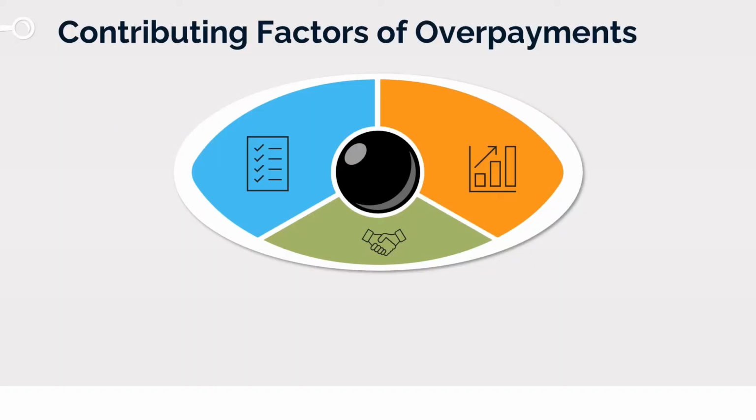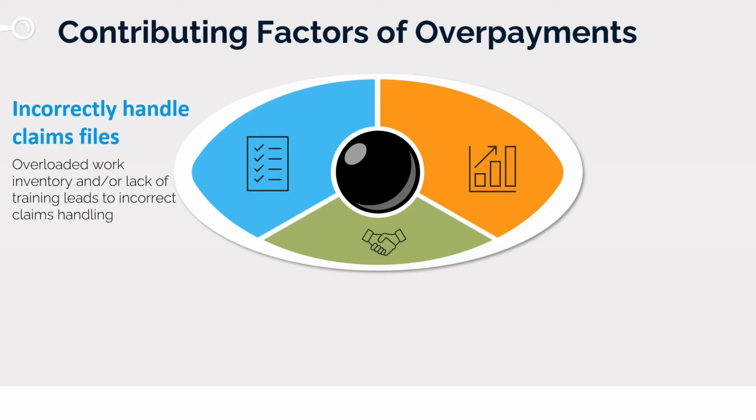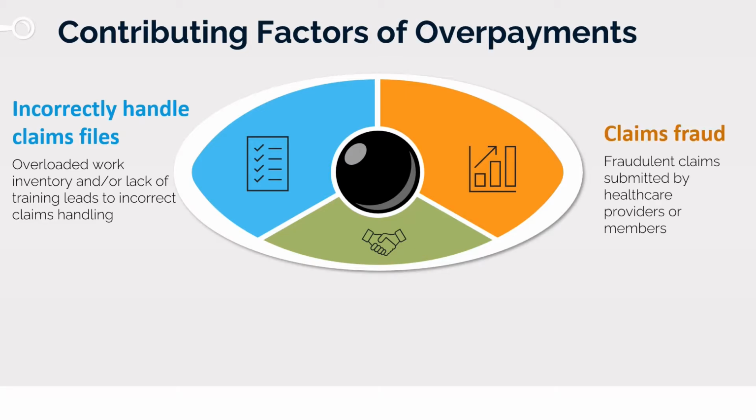Now, going back to our claims overpayment project, analyzing historical data, you're able to segment out the following contributing factors. First, we overpay because claim adjusters don't have enough training, or they are so overloaded with work that they can't correctly handle those files. And the second source of overpayment is claims fraud. For example, a healthcare provider may have submitted services that are not covered by the patient's insurance plan.